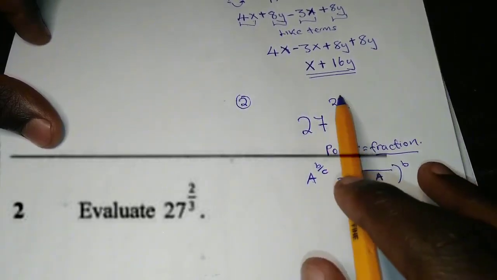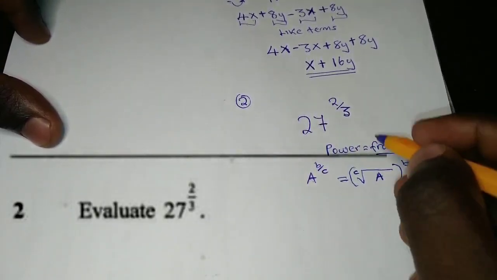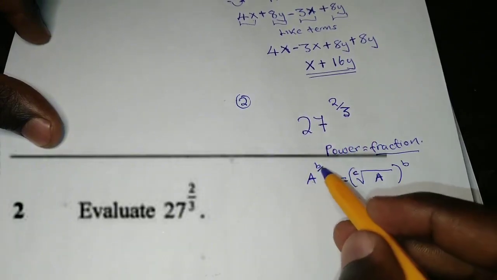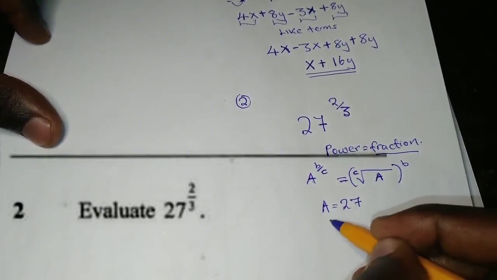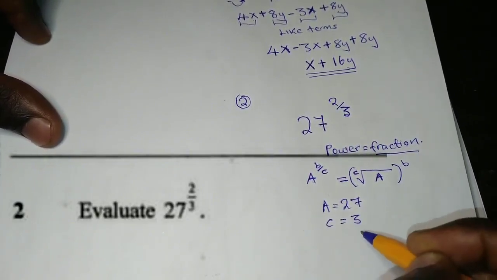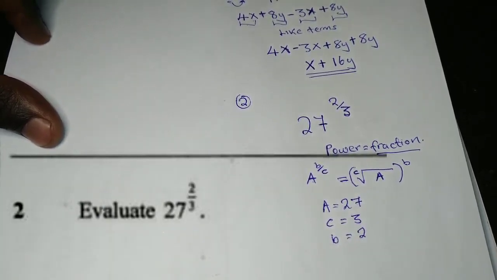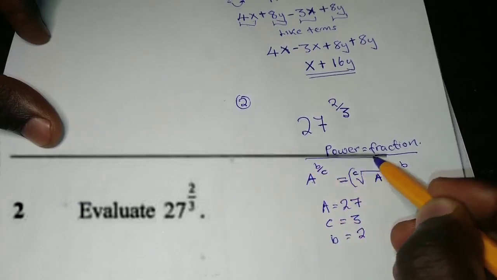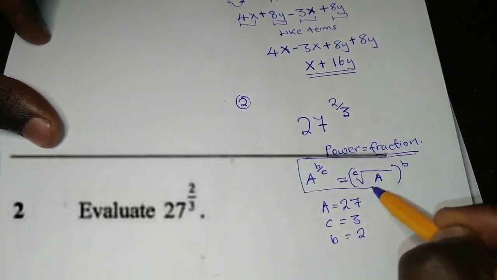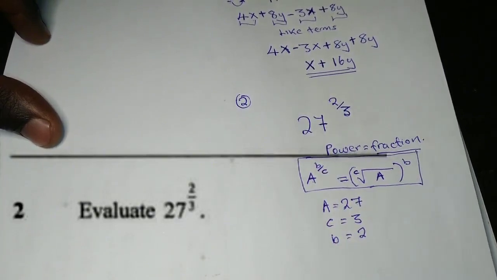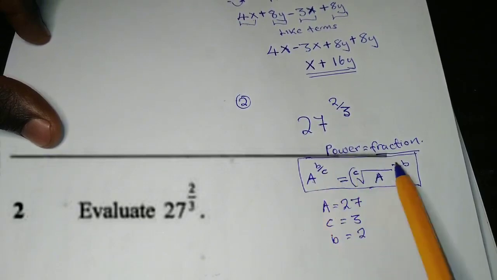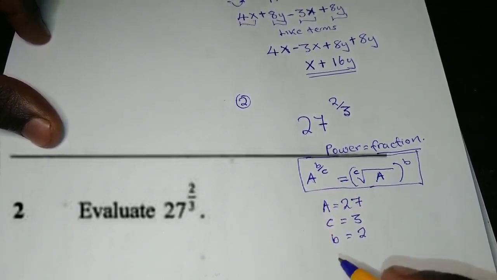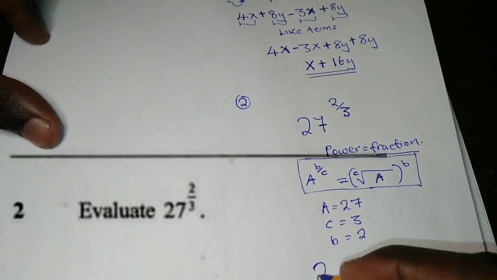Answering this now, if I compare with this, my a is 27, my c is 3, and my b is 2. Before you go into an exam, make sure that you know this. It's very easy to memorize. This one goes inside the root, this one comes there, and then the b, open the brackets. Just like that. So now this will be 27.